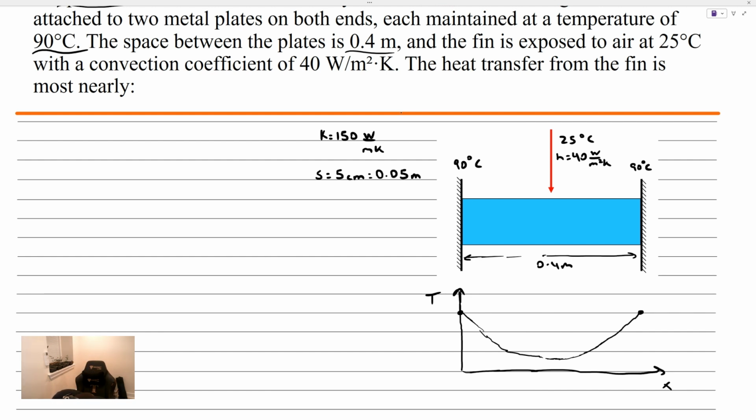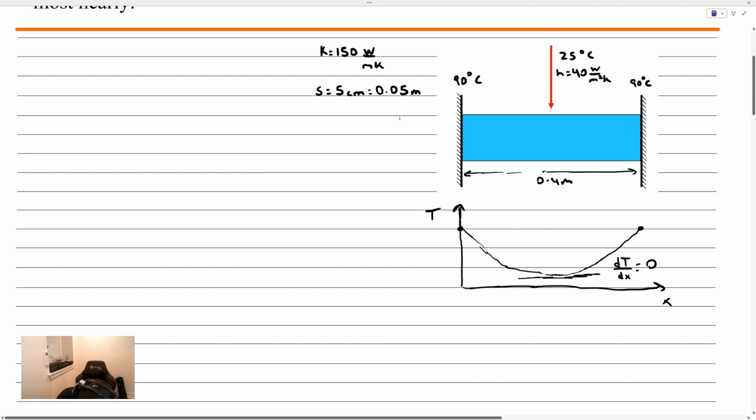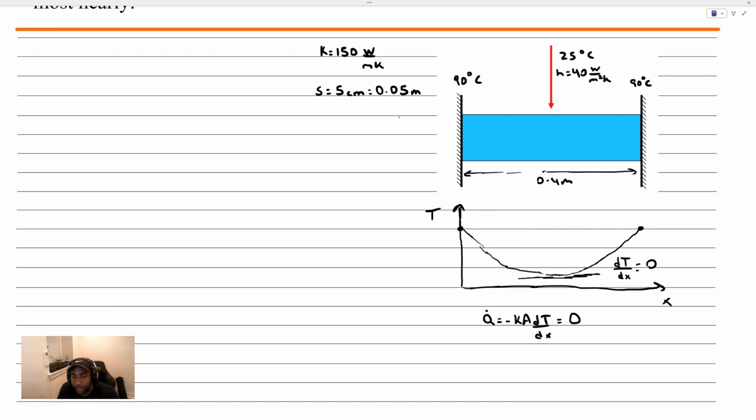If we look at the center of the fin, it has a zero value derivative or a zero slope. dT/dx is equal to 0. Fundamentally, Fourier's law of conduction says that the rate of heat transfer is equal to negative kA dT/dx. But if in the center we have dT/dx equal to 0, that means the heat transfer at the center location of that square fin is going to be equal to 0. So it's as if we had an adiabatic tip in the center.